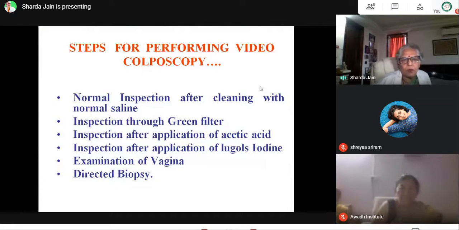The steps are these: when you look at the cervix, you clean it up with saline in case there's a discharge. If a newer colposcope has a filter, you put on a green filter and see the blood vessels properly. Apply acetic acid. After that, you apply Lugol's iodine. Then mark your area from where to take a biopsy. Take a biopsy and have control of bleeding before the patient leaves your place.